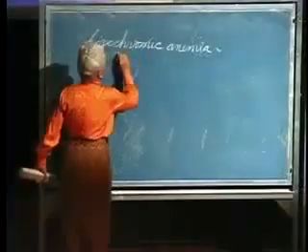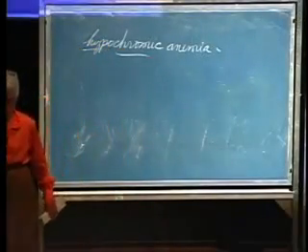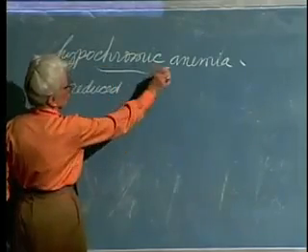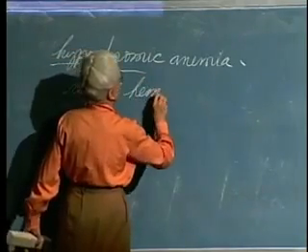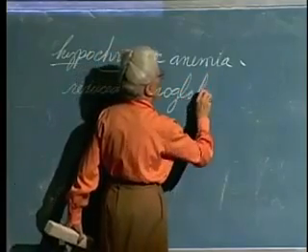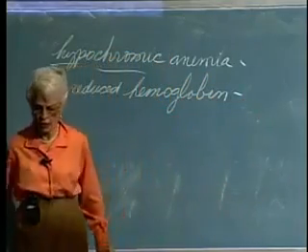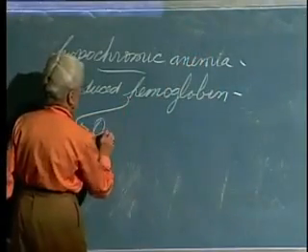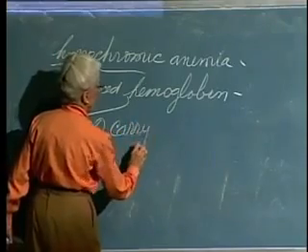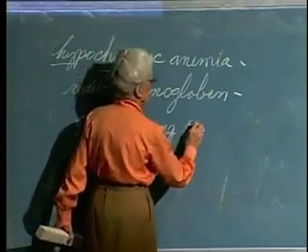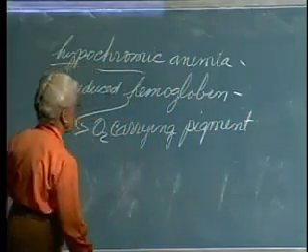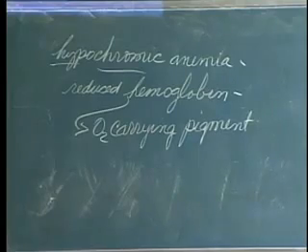So what's going to be reduced here? This is reduced hemoglobin. Hypo, reduced. Chromic goes for color. Hemoglobin is an oxygen-carrying pigment, rich in iron.